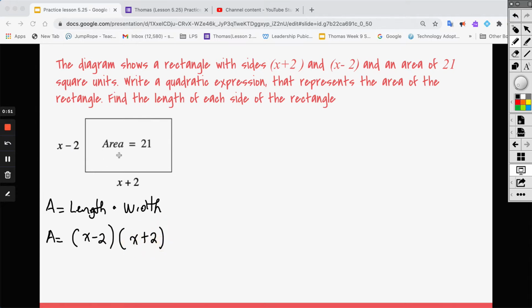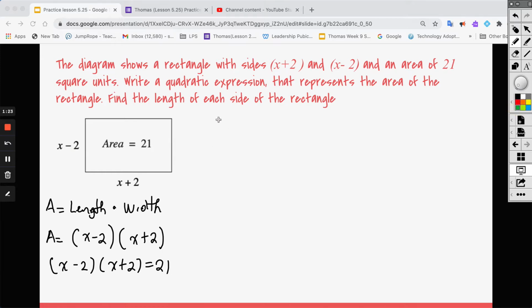Since they told us that the area of this rectangle was 21 square units, we can replace the A with 21. So we can say x minus 2 times x plus 2 is equal to 21. What we can therefore do is to expand using the box method and write the equation in the standard form of the quadratic to know exactly how to approach this question.